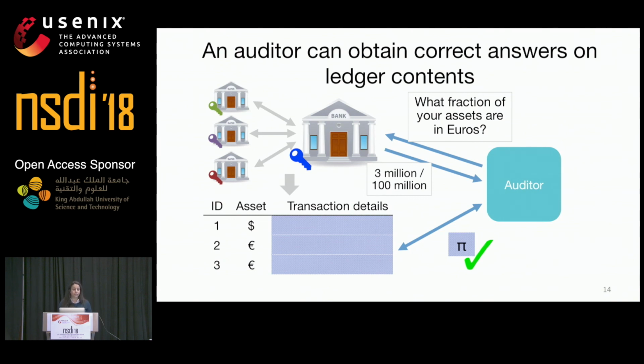Frequent auditing will leak transaction contents. For example, if the auditor repeatedly asks this query and the answer changes, it's reasonable to assume that it was the last transaction in which this bank received euros.